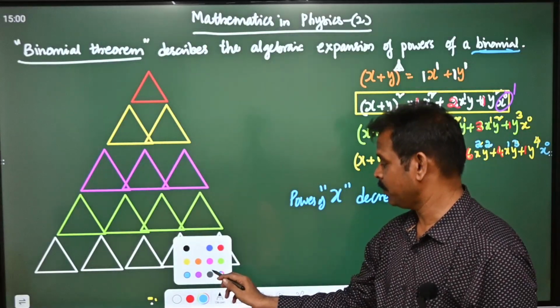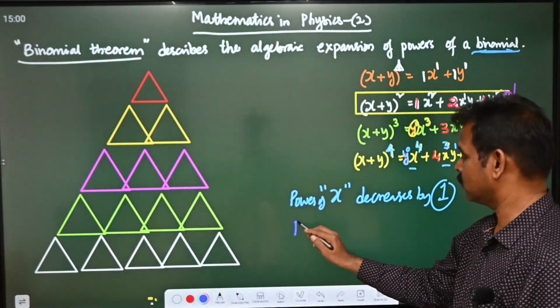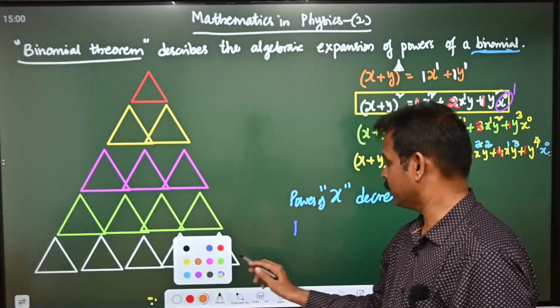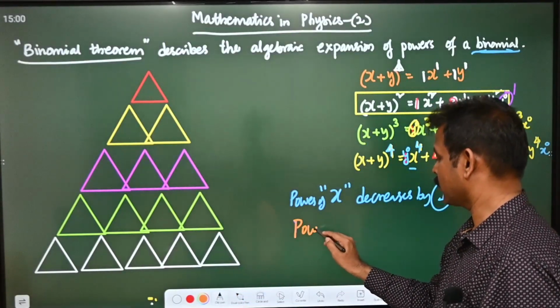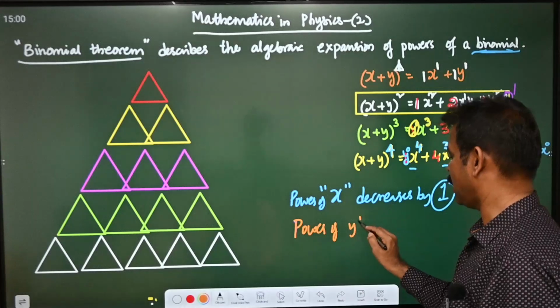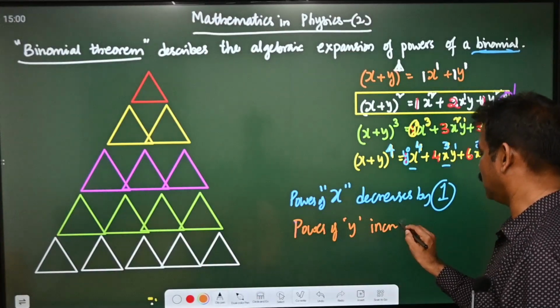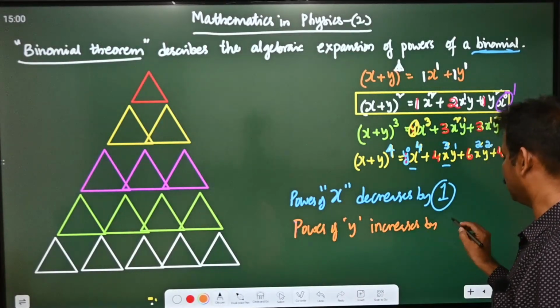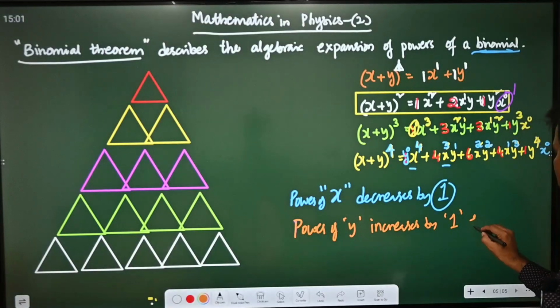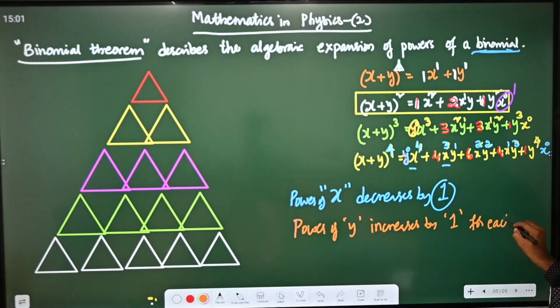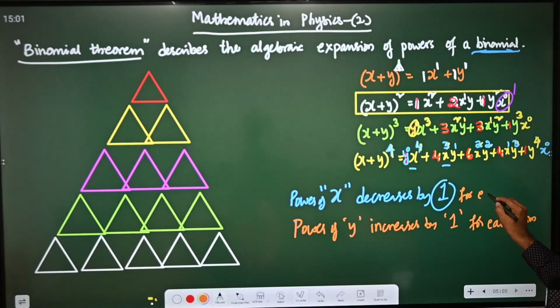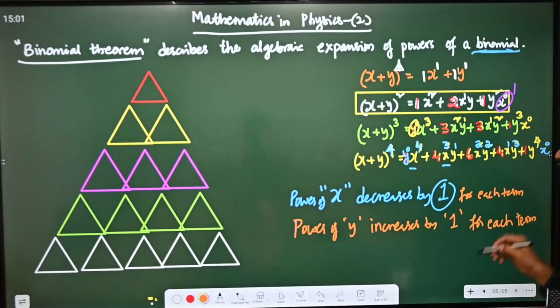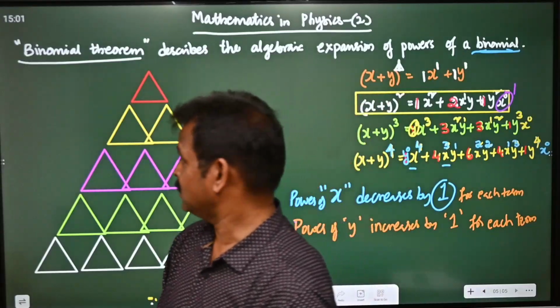At the same time, the power of y increases by 1 for each successive term, here also for each term. Now we will see this Pascal's triangle.